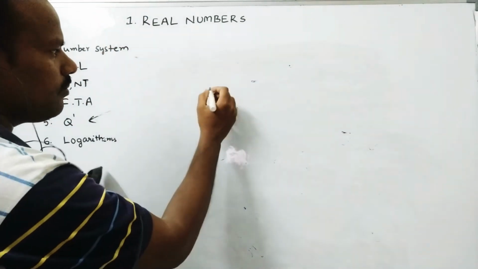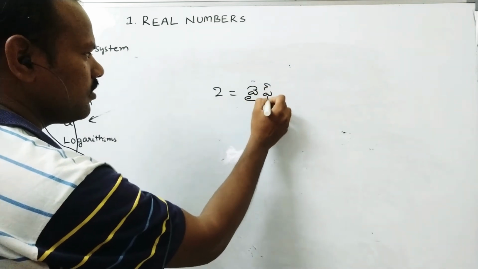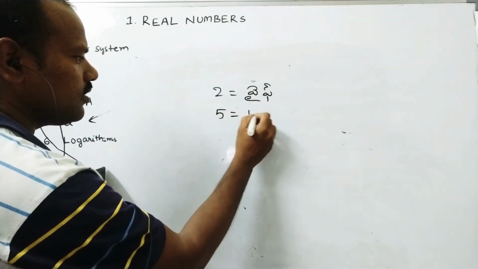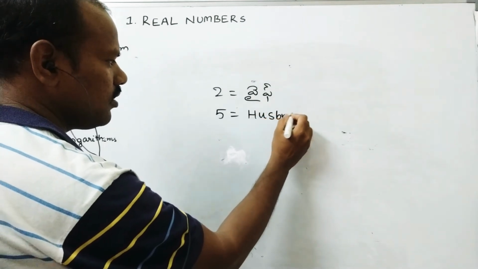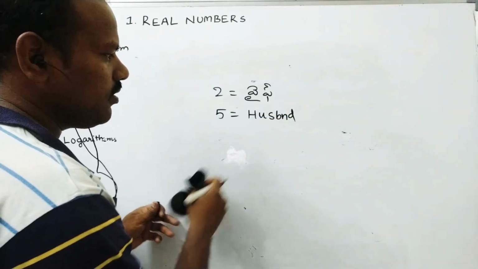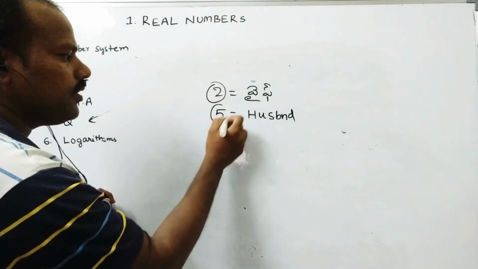So for example, 2 equal to wife. So don't think otherwise, children. Husband, I have written husband in a shortcut manner. So here wife equal to 2, husband equal to 5.